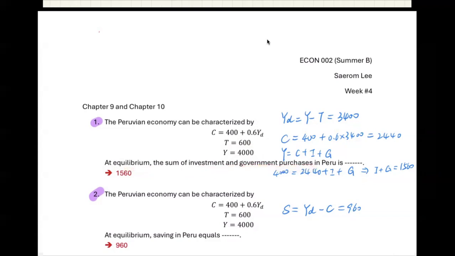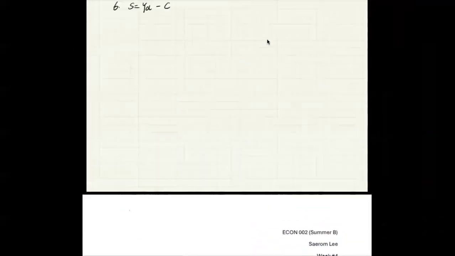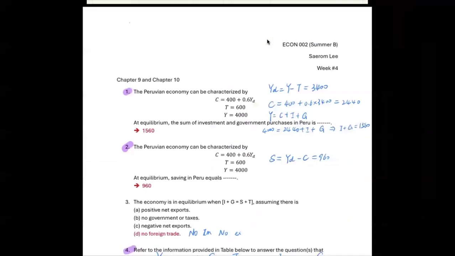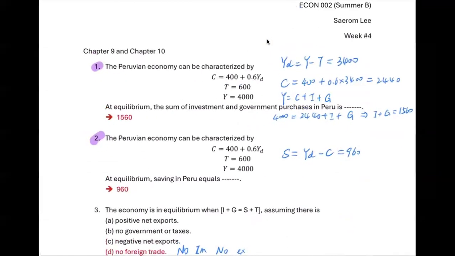So when we look at YD, do you know what's YD? YD is Y subtract T, right? So you use Y subtract T to get YD, right? And after getting YD, you can substitute it to C, right? So now you can get the consumption equals to this value.